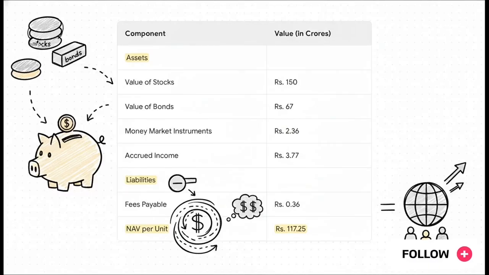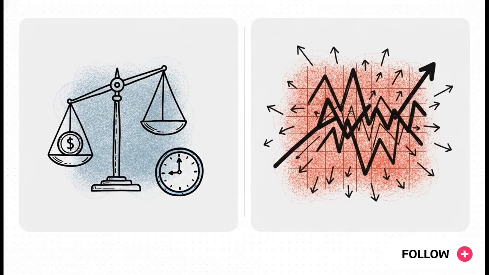Now, this table might look a little complex, but the idea behind it is actually pretty straightforward. You just take everything the fund owns, all its assets, and add them up. Then you subtract everything it owes, its liabilities, like fees. That gives you the net assets. Divide that big number by the total number of units out there, and voila, you've got the NAV per unit. Simple as that. And this is a really important distinction to make.